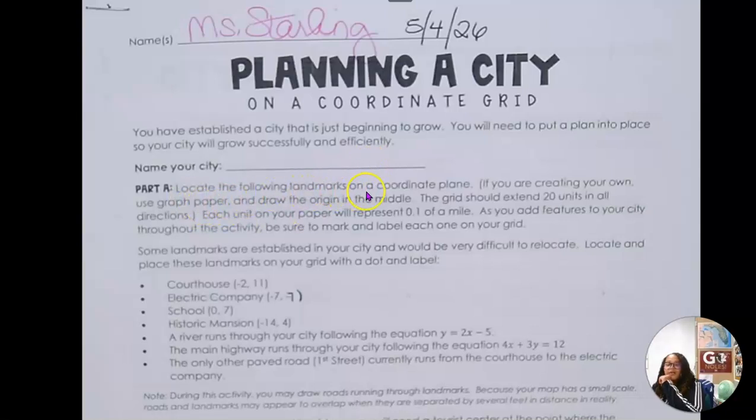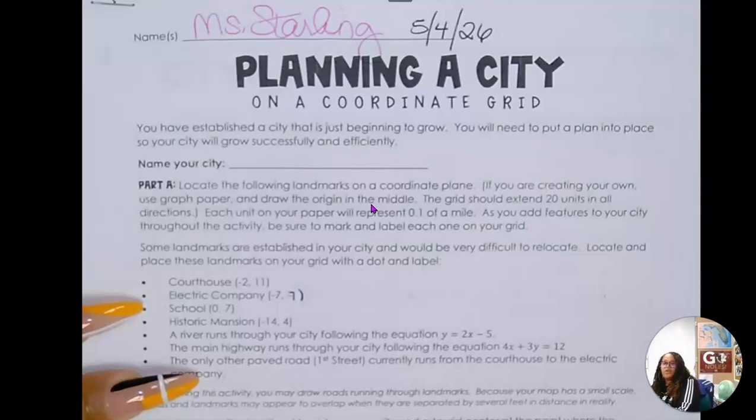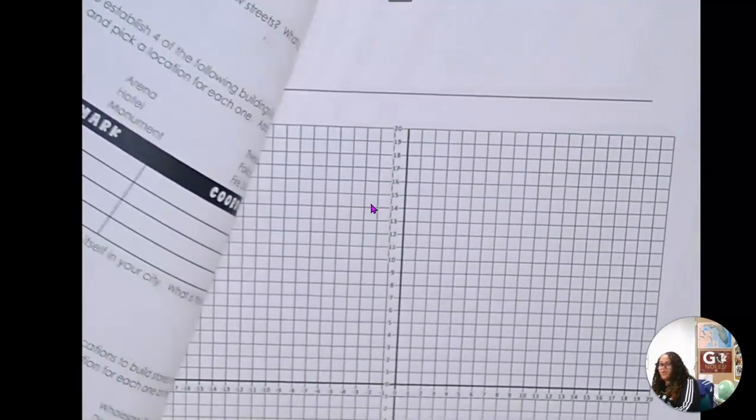Locate the following landmarks on a coordinate plane. If you are creating your own, use graph paper and draw the origin in the middle. We don't need graph paper because I provided it for you. The grid should extend 20 units.